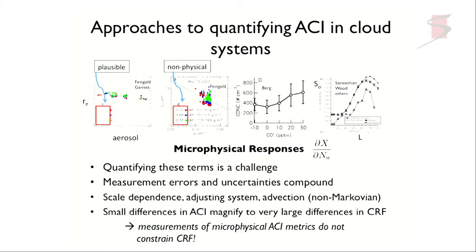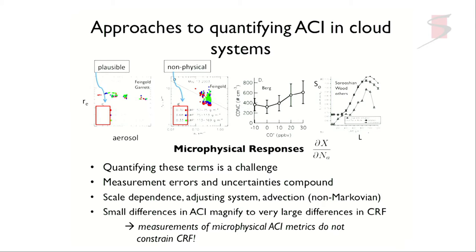For years and years, and this is a mea culpa to some extent, we've been looking at the relationships between effective radius and aerosol, or perhaps drop concentration and a proxy, and looking at some of these relationships like the precip susceptibility. These microphysical responses I'll just generally refer to as these dx/d aerosol. Quantifying these terms is a challenge. Sometimes we get results that are plausible. Sometimes they're non-physical. There are measurement errors. There are retrieval errors.